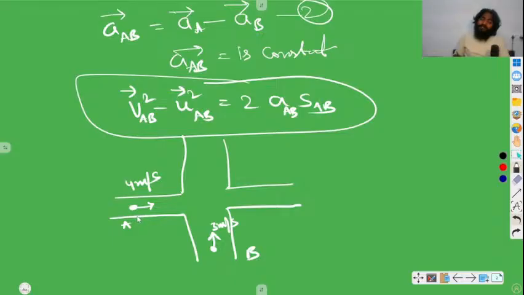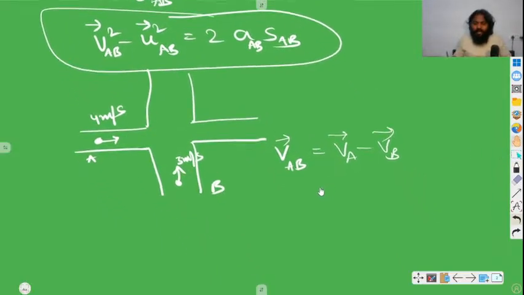Now the question is, when the person in car B is observing car A, how does he feel? That means we have to find the velocity of car A with respect to B. What is the formula? V_A bar minus V_B bar.